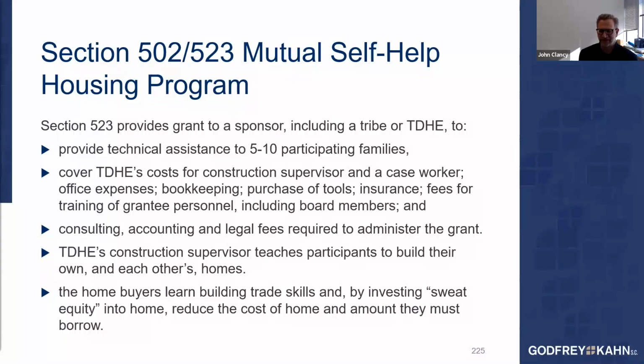As I mentioned at the beginning of this subsection of the program, this program is kind of like a Habitat for Humanity program, if you've ever been involved in their projects, in the sense that the homeowner becomes involved in the actual building of the home, and that helps to lower the costs of the home and to make the program work, basically because of that. The 523 also provides a grant to a sponsor of a group of homeowners that want to build their own homes together, and to finance those homes.